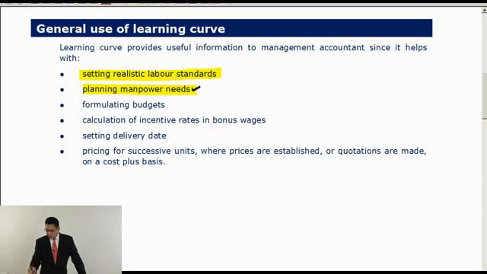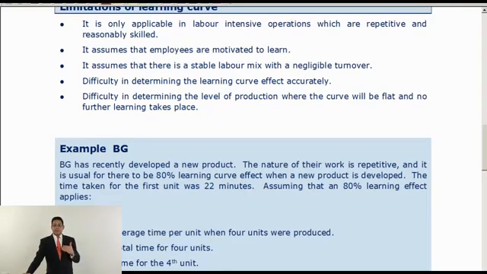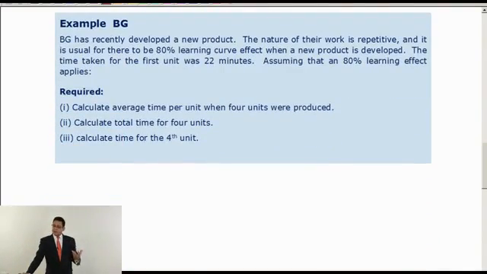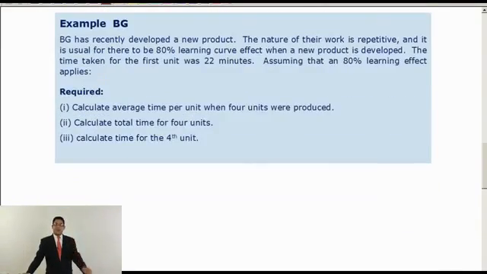Okay, now let's do a little practice about the learning curve, and then we will have a look at the limitations. It's better to look at some practice questions and then look at the limitations, because we will find the limitations from the information. So it's better to learn from practice. Then I will come back to the limitations of the learning curve.